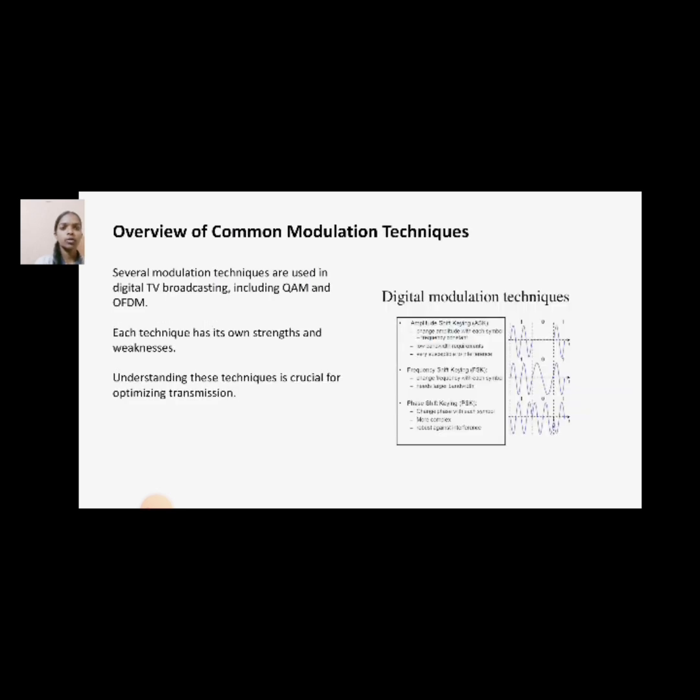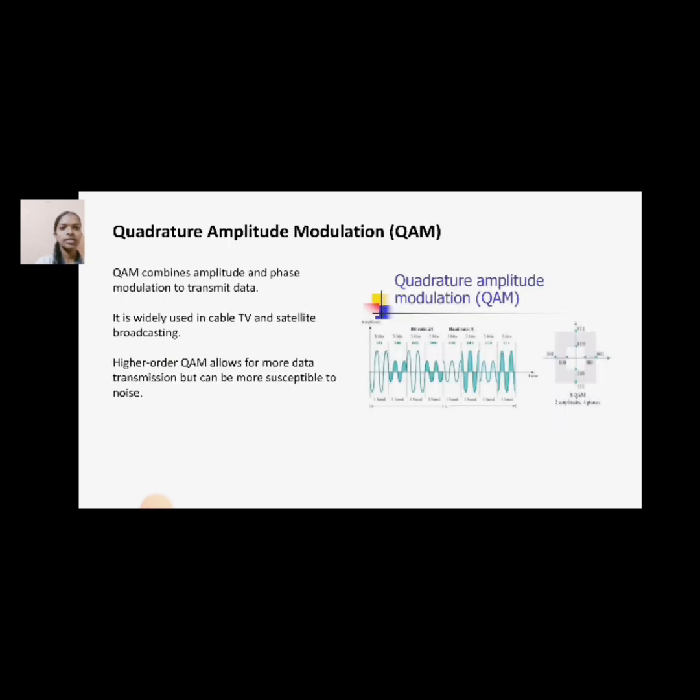Overview of common modulation techniques. Several modulation techniques are used in digital TV broadcasting, including QAM and OFDM. Each technique has its own strengths and weaknesses. Understanding these techniques is crucial for optimizing transmission. QAM is quadrature amplitude modulation. Digital modulation techniques: quadrature amplitude modulation, QAM, combines amplitude and phase modulation to transmit data.